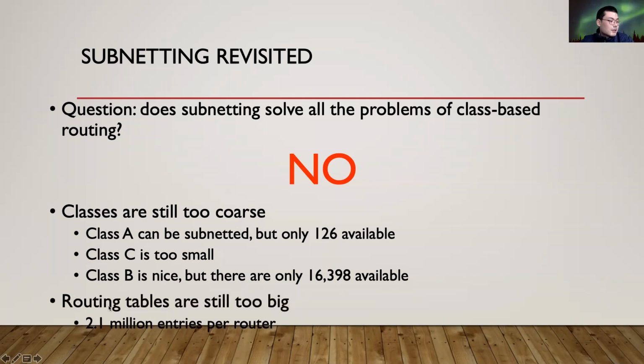Another issue is that the routing table is still too big. Think about it: originally we have 32 bits, so 4 billion addresses. But if you cut them up, you still have 2 million entries per router. Just look at the subnets. If you add up subnets for A, B, and C, B and C have a lot, especially C itself has 2 million, because the first 3 bytes are dedicated to just the subnet.